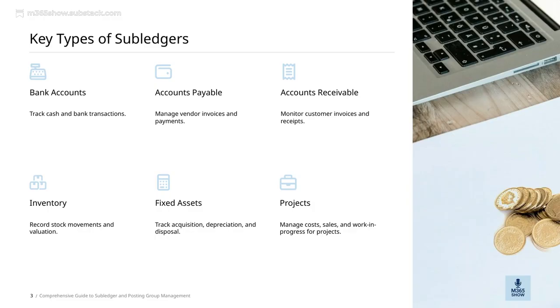Moving on, accounts receivable focuses on monitoring customer invoices and receipts, so we can effectively manage cash flow from our clients. Accounts payable handles vendor invoices and payments, helping us maintain good supplier relationships and stay organized. Lastly, bank accounts track all cash and bank transactions, which is vital for maintaining accurate financial records and cash management. Connecting all these types of subledgers helps us streamline our financial processes and supports effective decision-making across the organization.